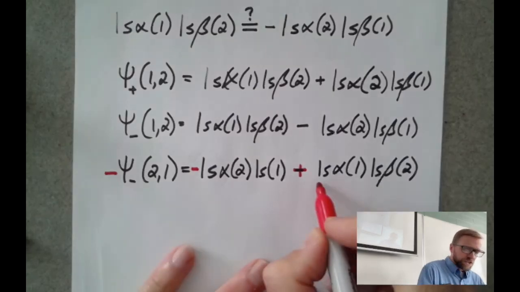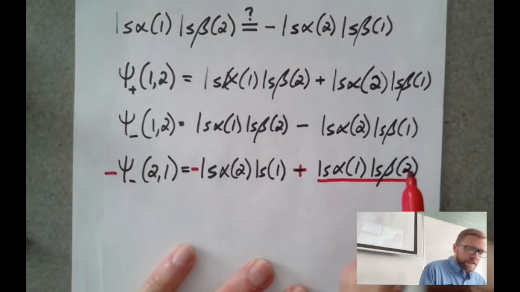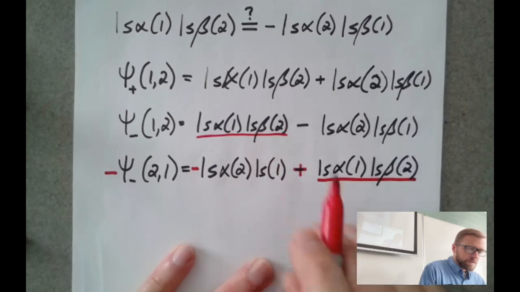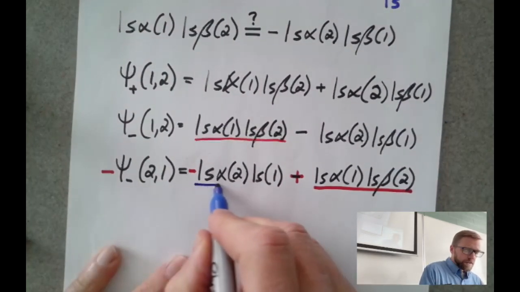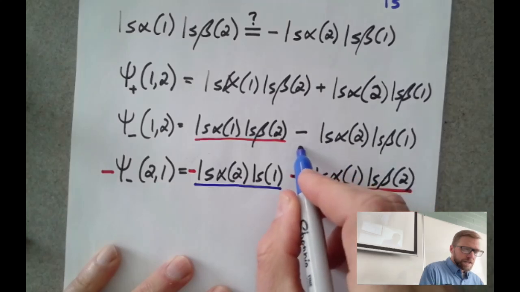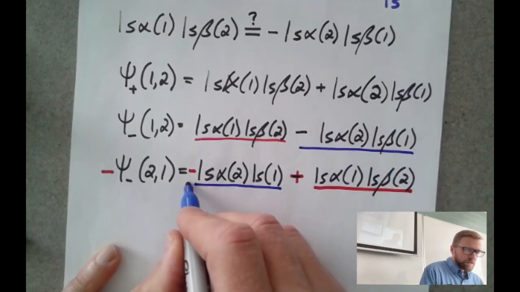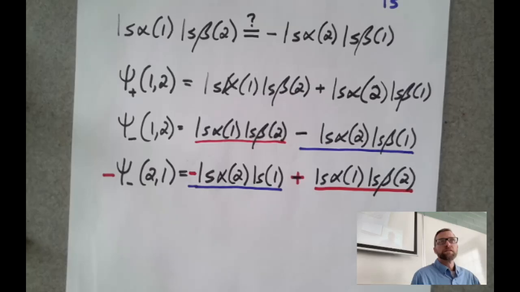You see that this term right here is the same as this one. And this term right here is the same as that one. You see that? So this satisfies the anti-symmetry requirement.